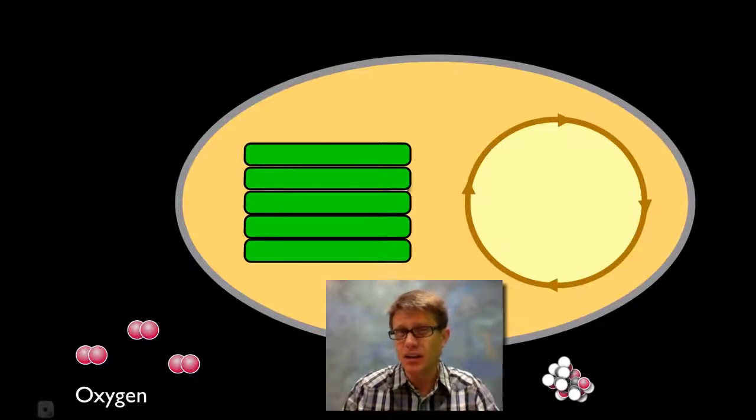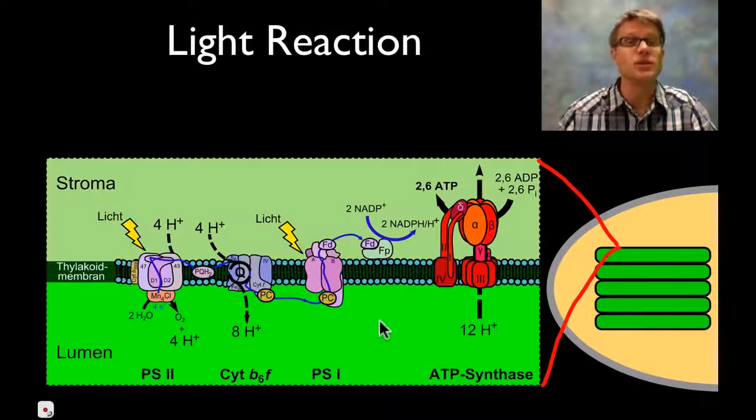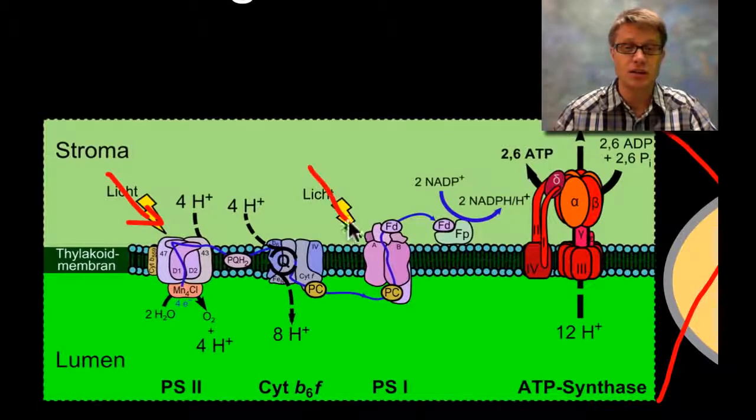But now let's dig in a little bit deeper and talk about the light reaction. Okay, so where are we? We're in the thylakoid membrane, so we're in this membrane right here. So if we were to zoom in to that membrane right here, that's what this diagram is. Okay, so what are the two things coming in? Well, the first one's going to be light. So light's coming in here, light's coming in here. What's the next thing that we're going to have coming in? And that's going to be water.